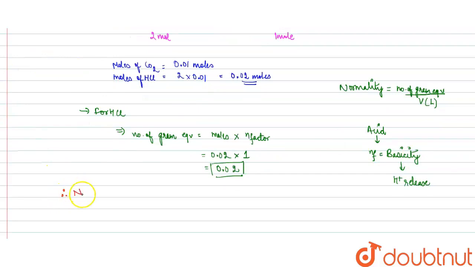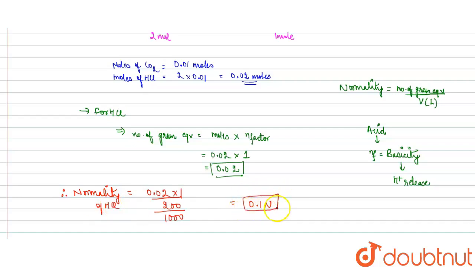From this, we can calculate the normality. So the normality of HCl will be equal to 0.02 multiplied by 1 divided by 200 divided by 1000, in order to convert it into liters, because this 200 is the volume in milliliters. On simplification, this will give us the normality of HCl as 0.1 normal. This is our final answer to the question, because in the question we were asked for the normality of HCl. So that was all about this question.